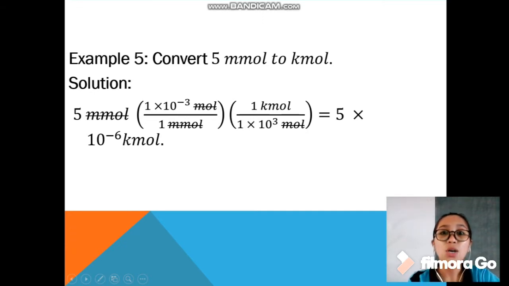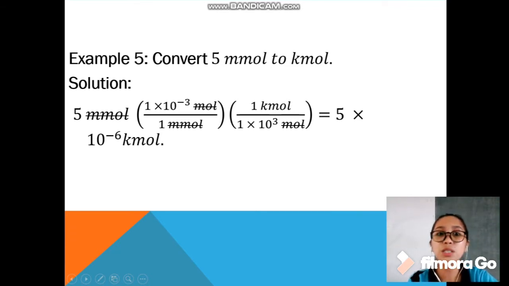So you still need to multiply another conversion factor, which is 1 kilomole over 1 times 10 raised to 3 mole. Take note that now you have your target unit. Okay? And you can also cancel out the mole using this conversion factor. Then after using those conversion factors, take note, you will see that only the target unit remains, then you can do the operations.